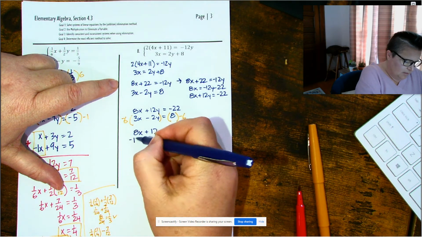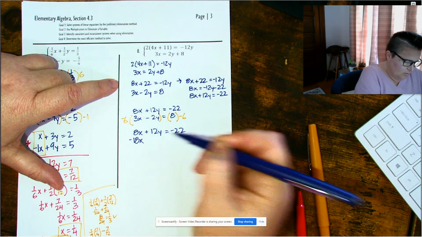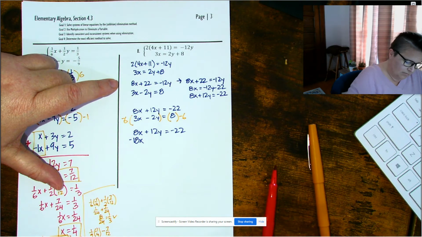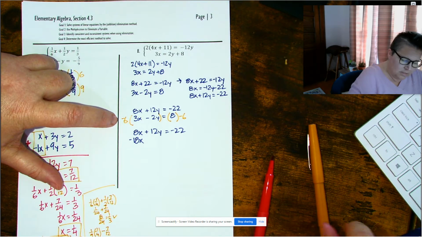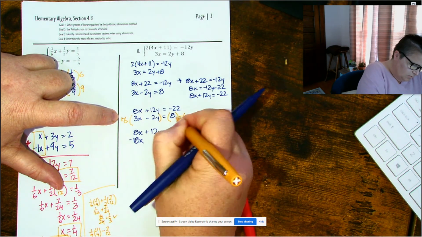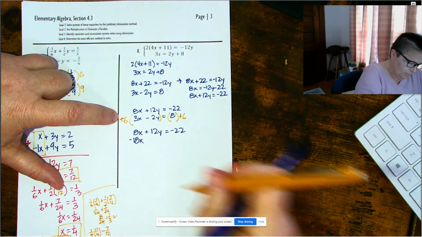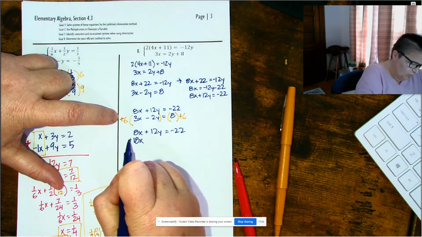And a negative 18x. Oh, I don't want it to be negative. I want it to be positive, don't I? Yeah, because a negative will change the sign. So this should be a positive 6. There we go. That's not going to change the number, but it will change the sign.